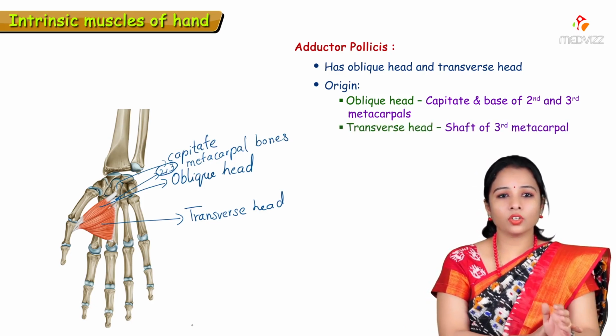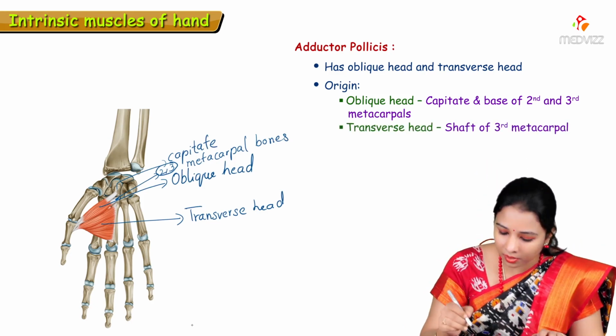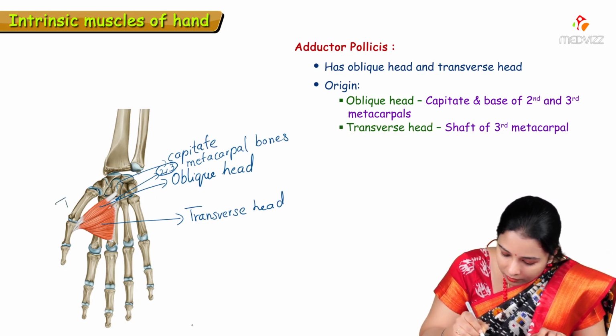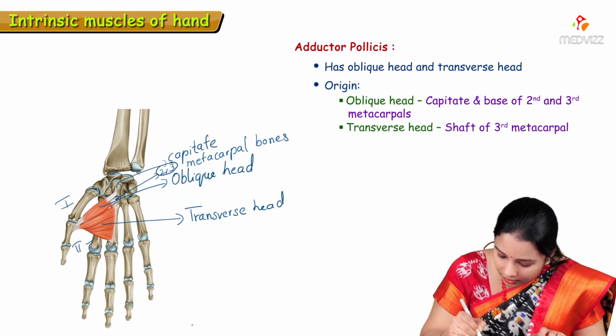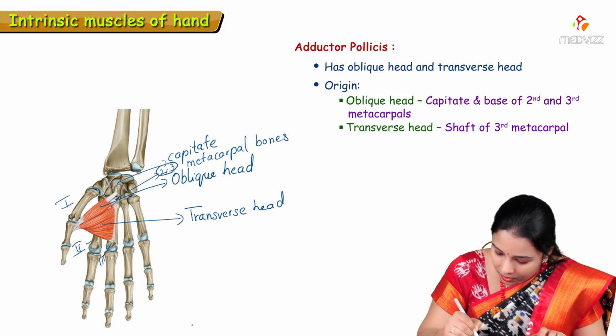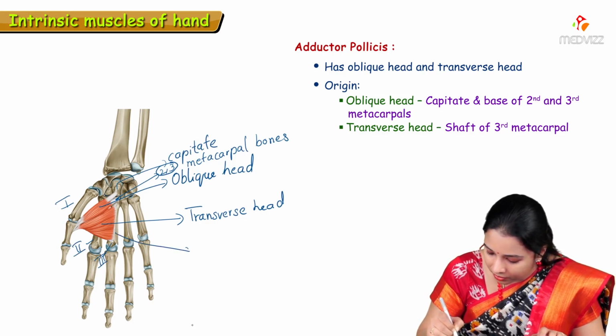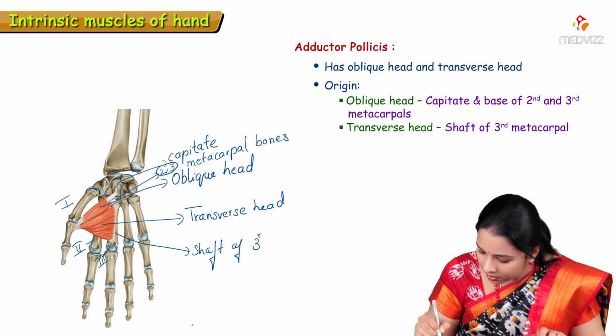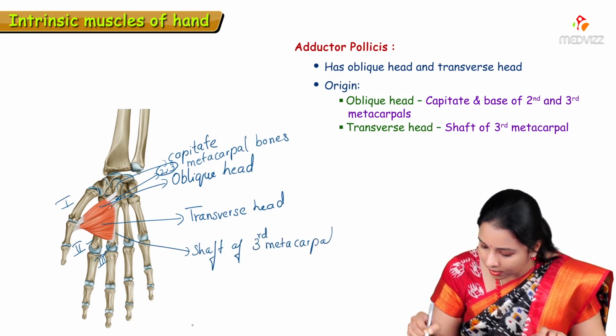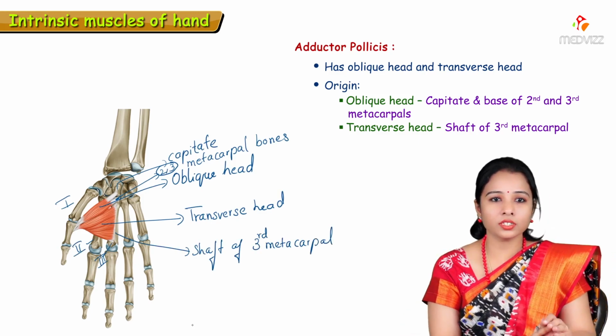The transverse head gets origin from the shaft of the third metacarpal. So we know this is first one, this is second, and this is third. So anteriorly from the shaft. So this is the shaft of the third metacarpal. So that is the origin.